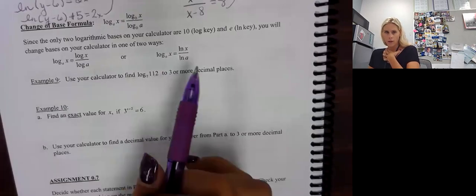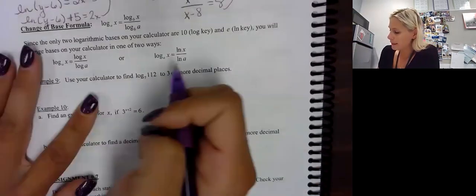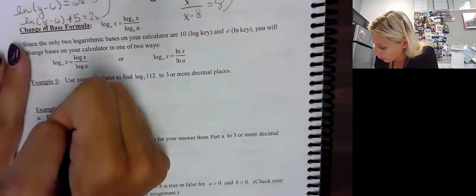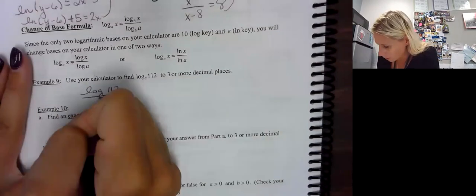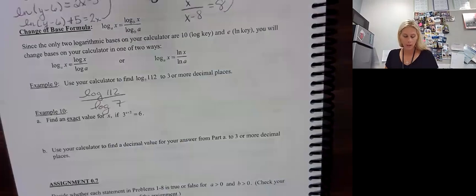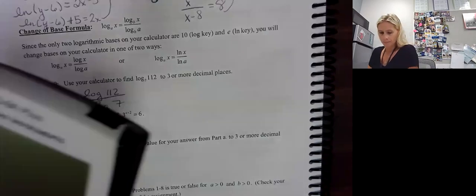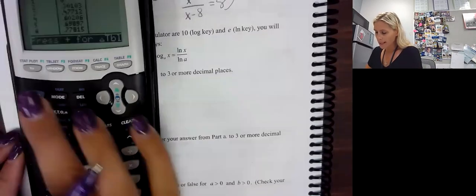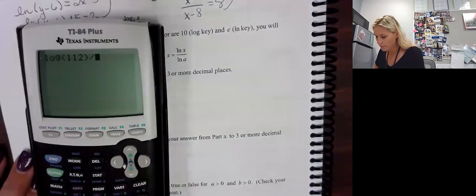Okay, we can do that for ln also. So what we do here with log base 7 of 112, we would do log of 112 all over log of 7. And then we can do that in our calculator. So let me show you that now. And it doesn't matter, you can do the ln too and it'll be fine. So log of 112 divided by log of 7, and I'm going to prove that to you right there.